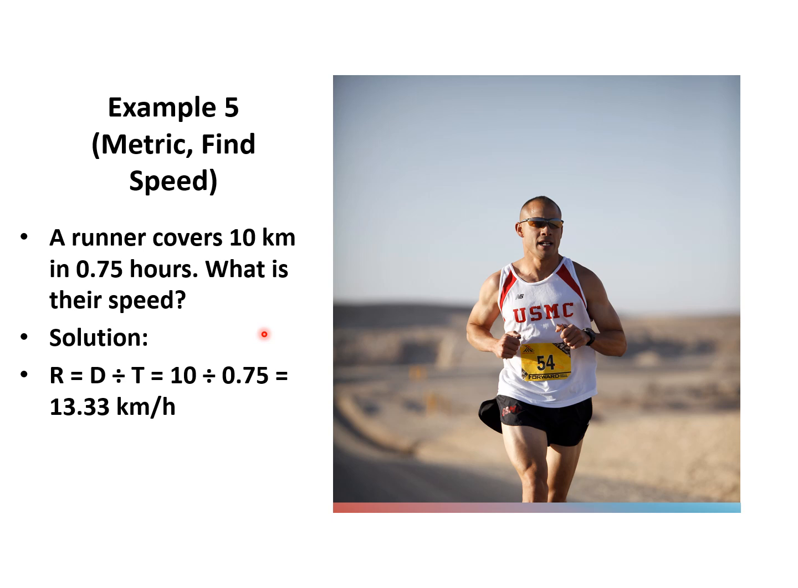Example 5. A runner covers 10 kilometers in 0.75 hours. What is their speed? So the rate is equal to distance divided by time. So we have 10 kilometers divided by 0.75 hours. That's going to give us 13.3 kilometers per hour. That's going to be the rate.